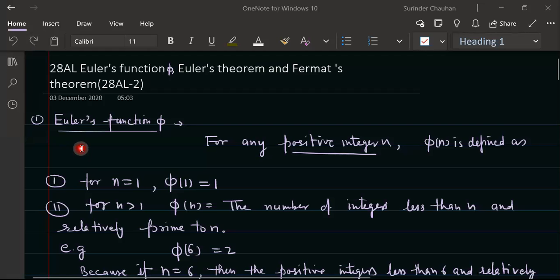Hello students, in this lecture we'll discuss Euler's function, what is Euler's function, Euler's theorem and Fermat's theorem. So let's define what is Euler's function phi.